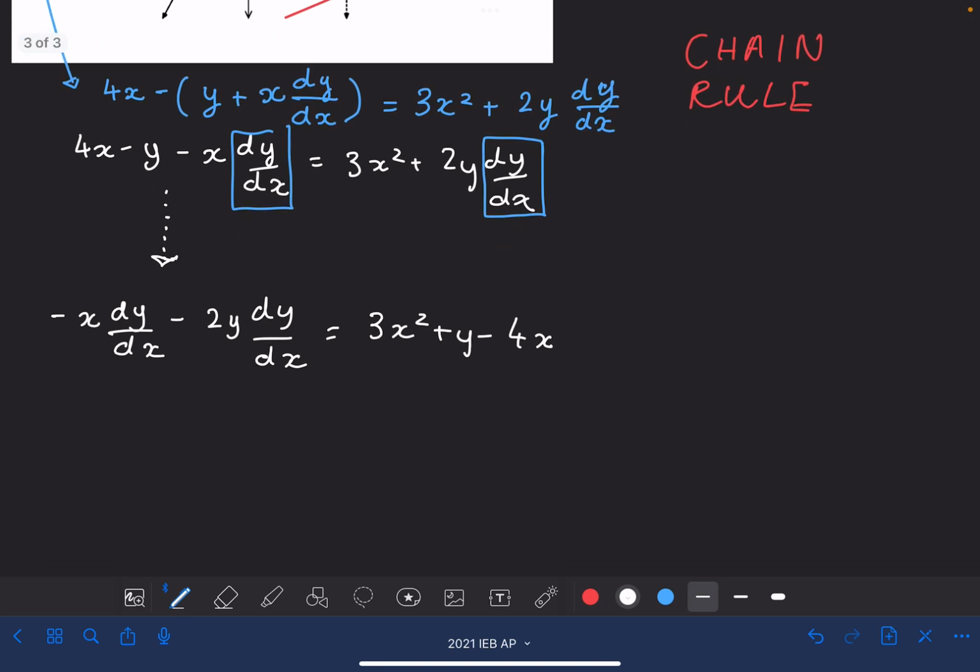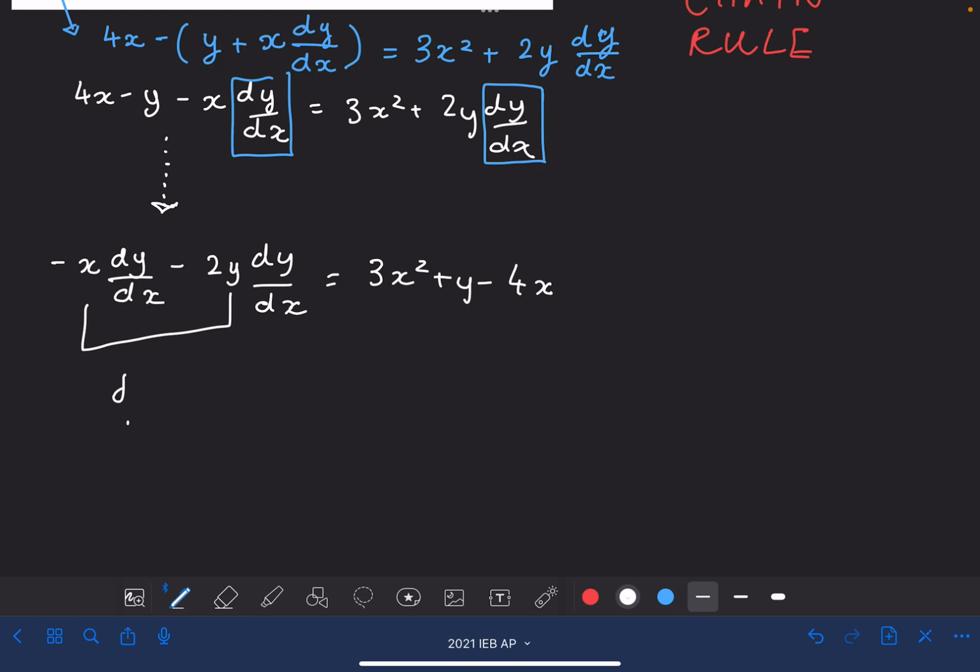Then we're going to be able to factorize out this 2y minus x and then divide it on the other side, on this side here, and that's going to give us dy/dx is equal to 3x squared plus y minus 4x all over minus x minus 2y, once we divide this over here and factorize the left-hand side.